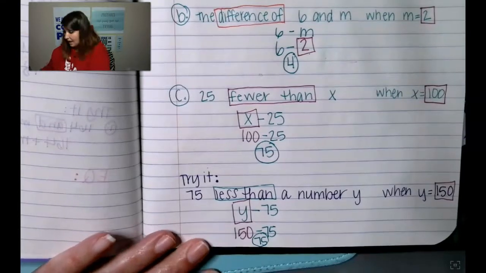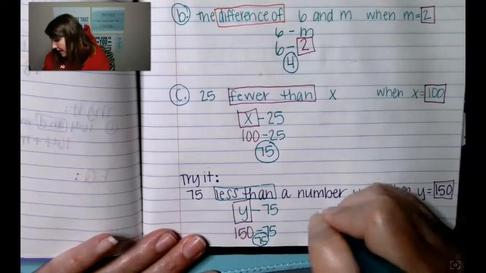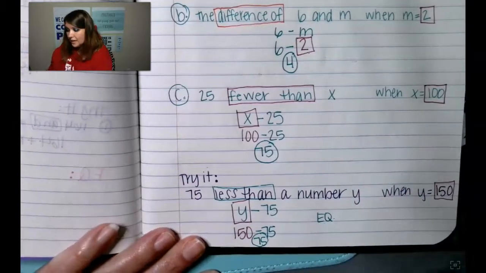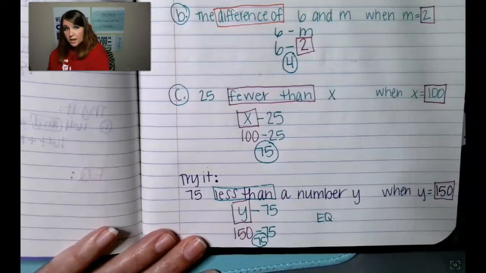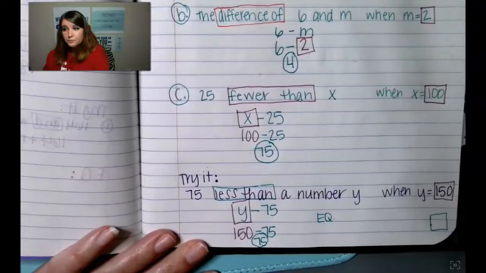Okay, tell me, how do you evaluate expressions with subtraction? Answer your essential question. How do you evaluate expressions with subtraction? And then out to the side, tell me, how did you do?